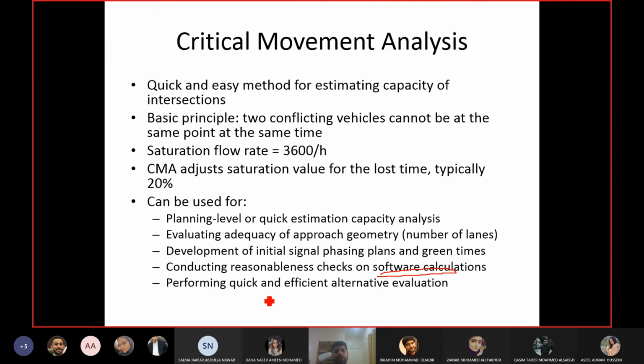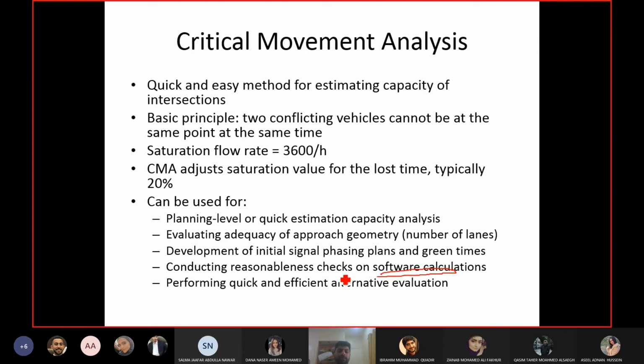And performing quick and efficient alternative evaluation. Like I have mentioned, you want to see what will happen if I change the number of lanes. If I change the phasing plan, what will happen, and so on.